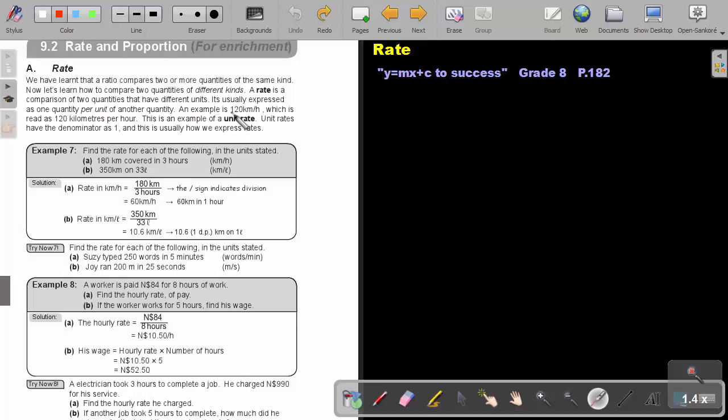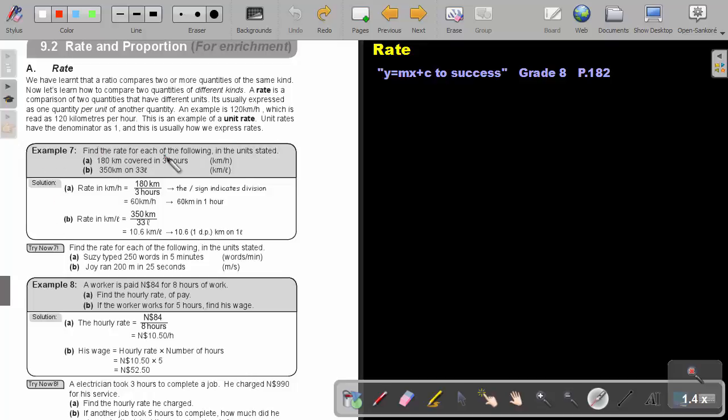An example is 120 kilometers per hour, which is read as 120 kilometers per hour. This is an example of a unit rate. Unit rates have the denominator as 1, and this is usually how we express rates. Let's look at an example.